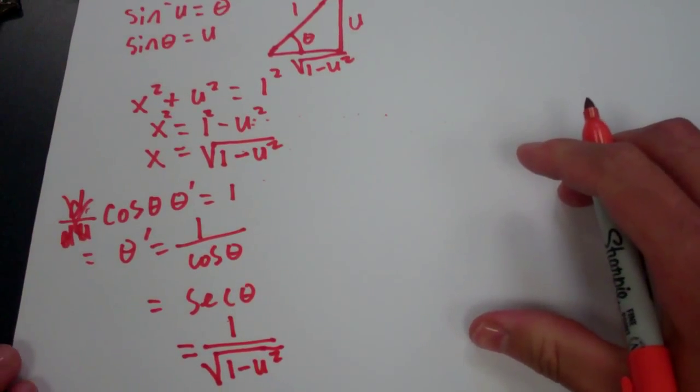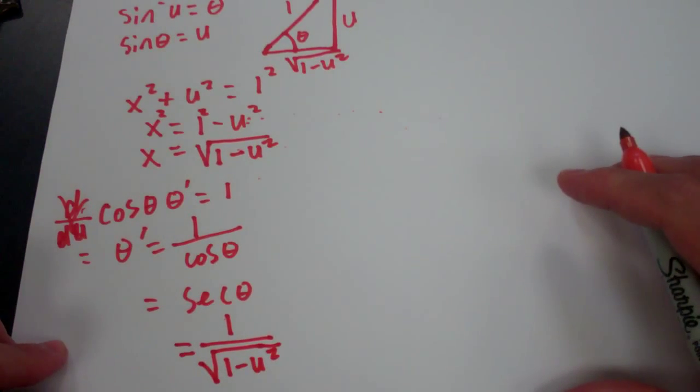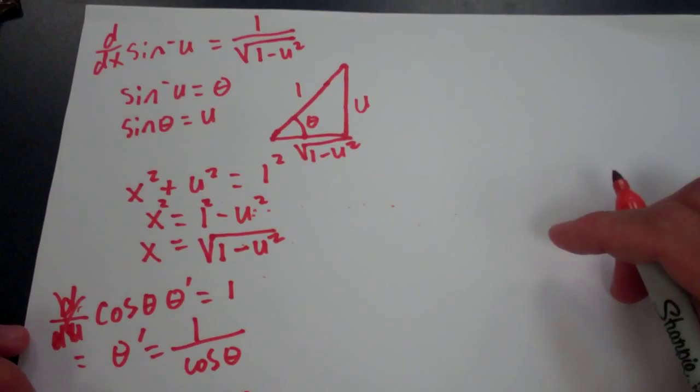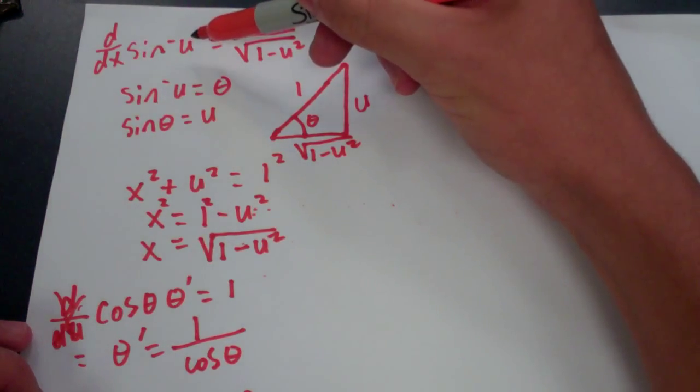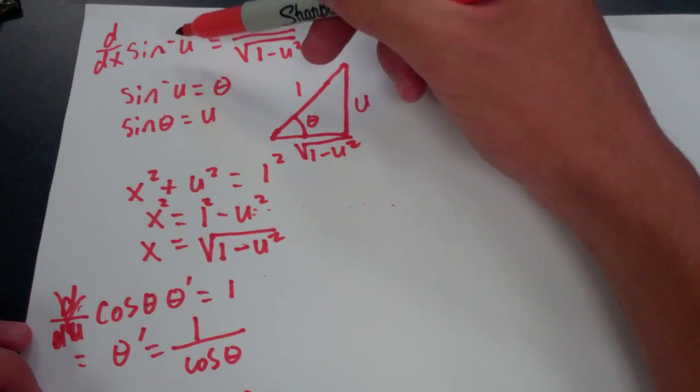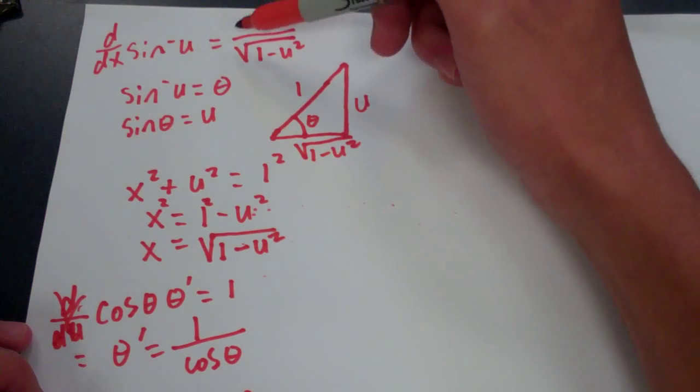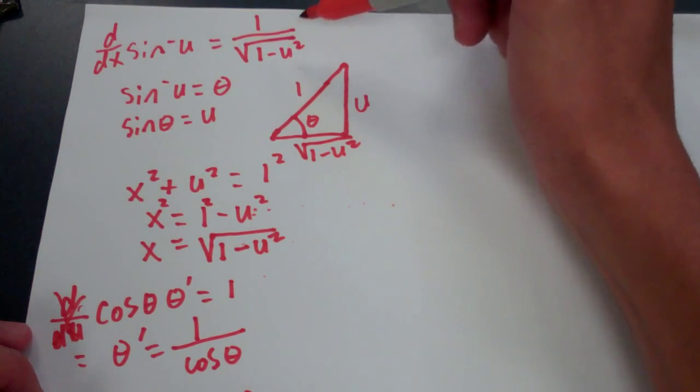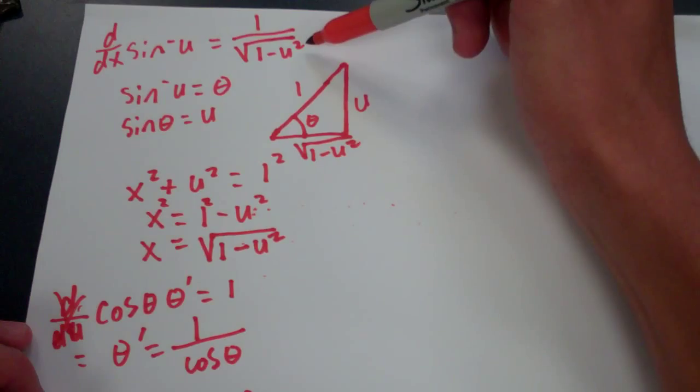Oh, there we go. Notice you can't even see it there. But basically what I've done is I've just kind of proved to you that the derivative of sine inverse u is equal to 1 over the square root of 1 minus u squared.